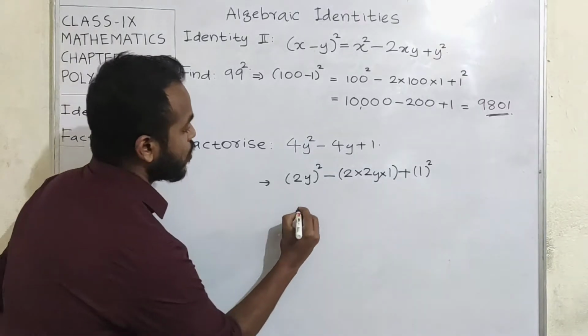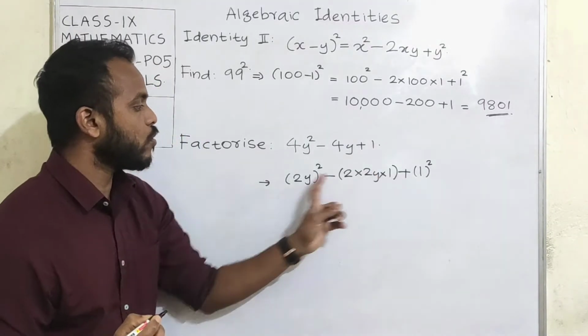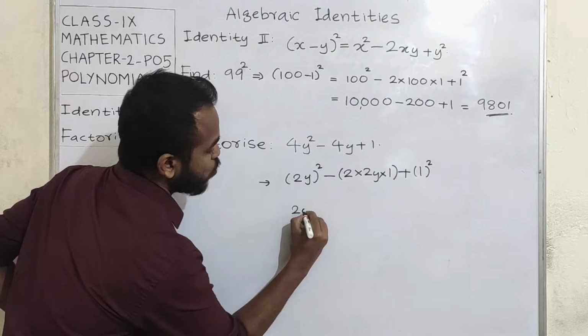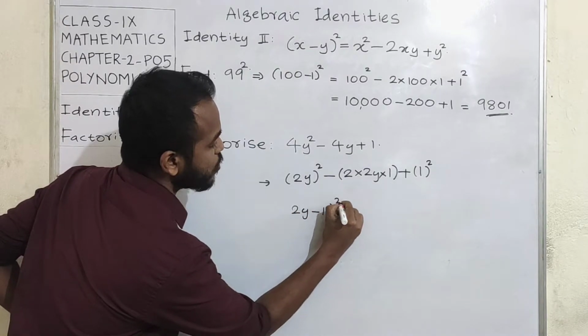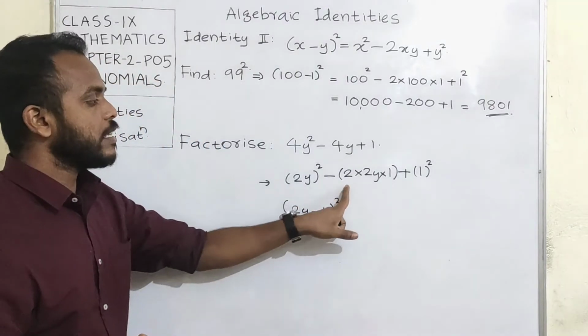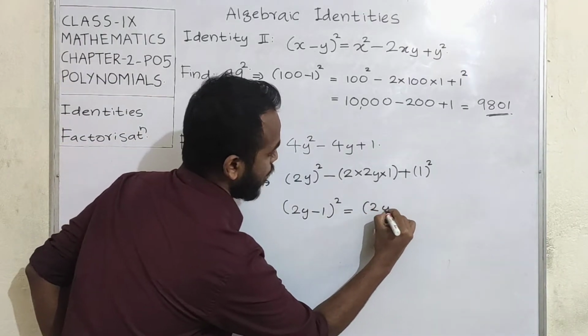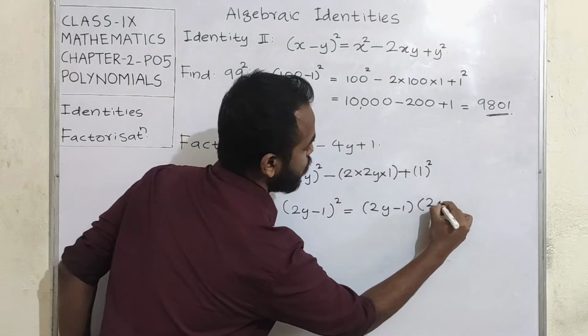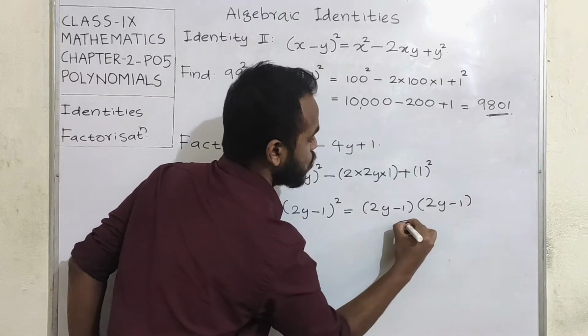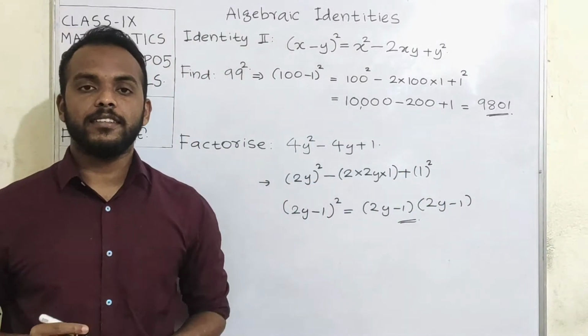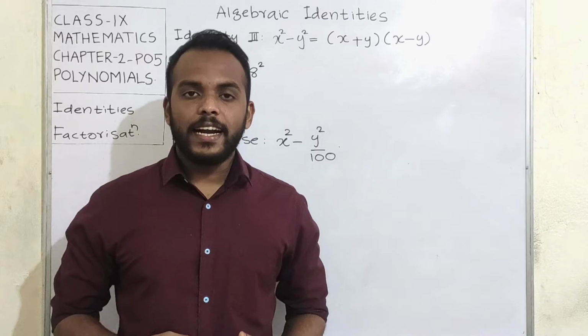So what can you write instead of this whole thing? Can it not be written as 2y minus 1 the whole square? Yes, this is no different. So we can write this as 2y minus 1 into 2y minus 1. So factorization is done.